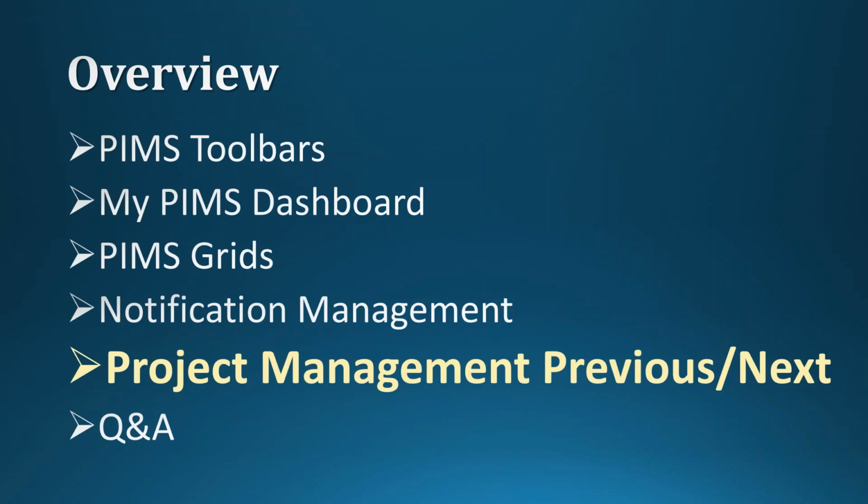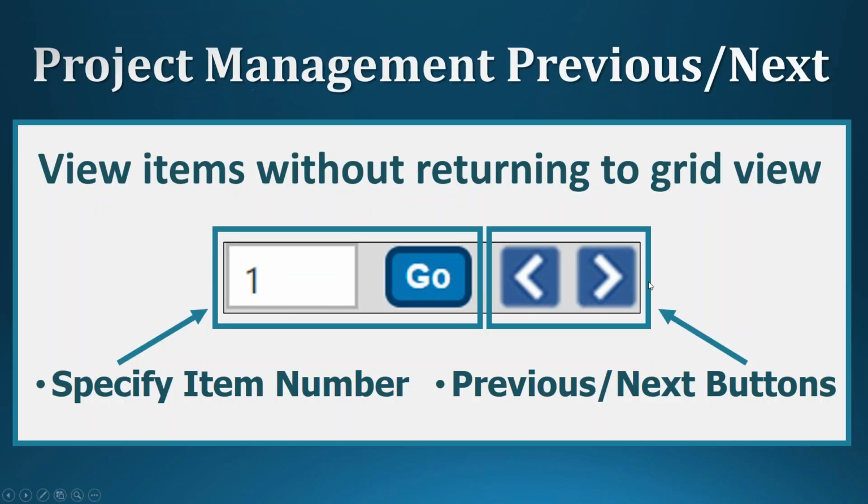Project management previous and next functionality. The previous and next functionality applies to project management items only. After selecting an item to view its details, users can view other items without returning to the grid. Users can move backward and forward to view other items, or if they know the item number, they can access that item directly.